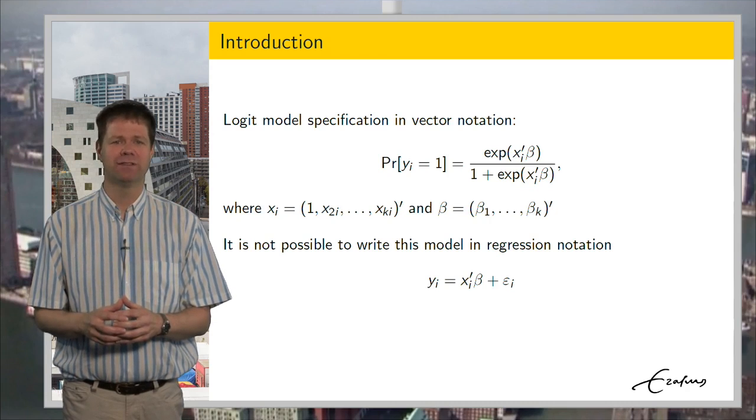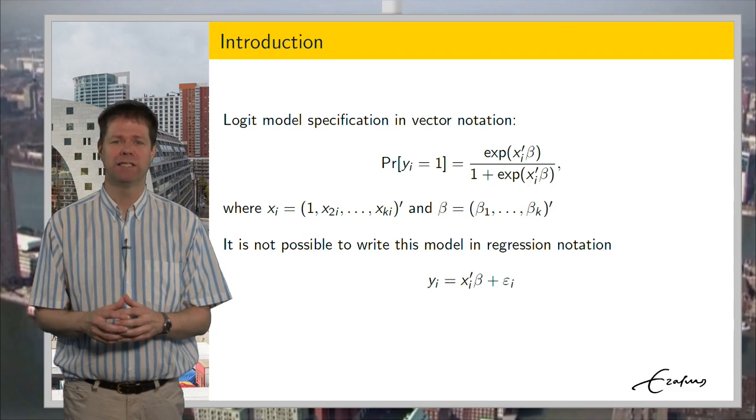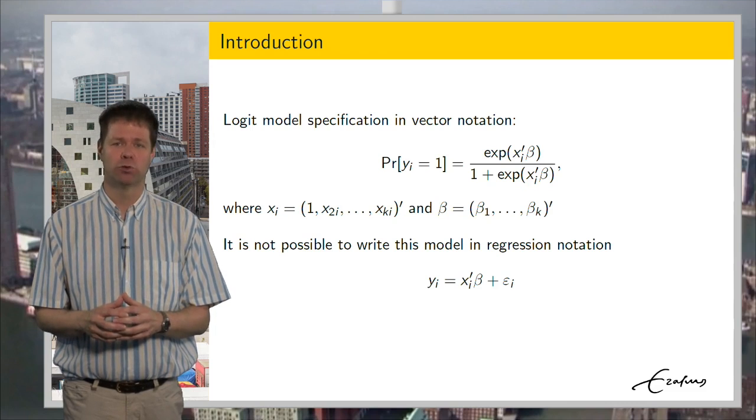This model cannot be written in a linear regression format, and hence minimizing the sum of the squared residuals is not the optimal way to estimate the beta parameters if the logit model is the true model. We therefore need to use another measure of fit for parameter estimation. An often used measure of fit is the so-called likelihood function.